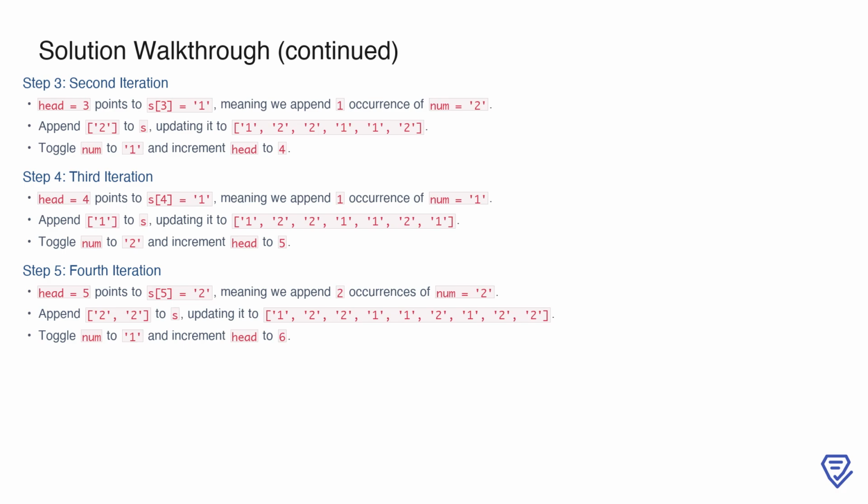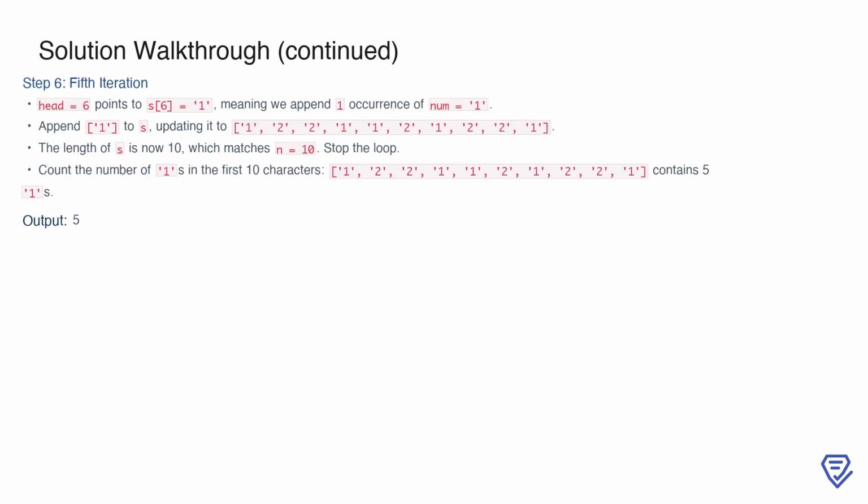In the fourth iteration, head points to s[5], which is 2. This tells us to append 2 occurrences of number equals 2. Adding 2, 2 updates the sequence to 1, 2, 2, 1, 1, 2, 1, 2, 2. After this, number is toggled back to 1, and head is incremented to 6.